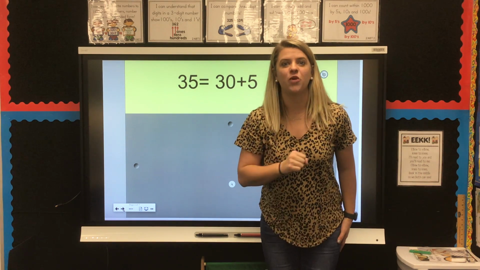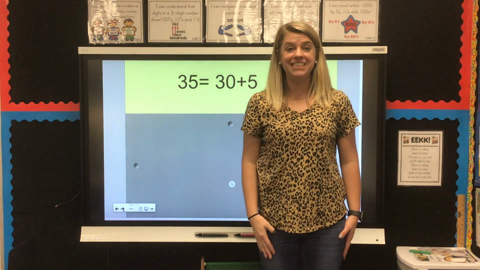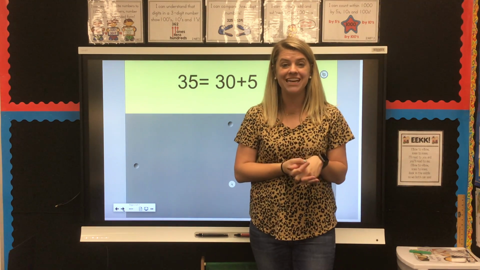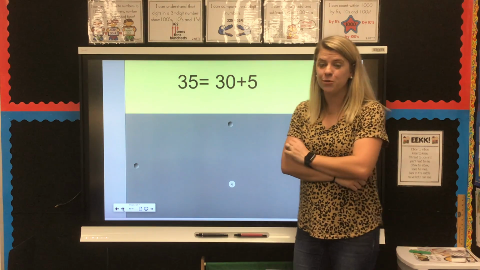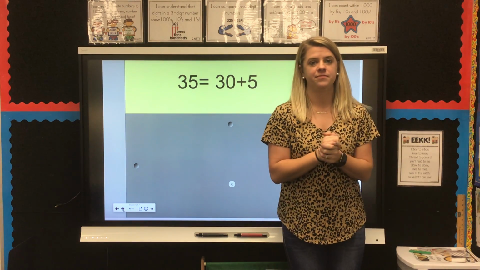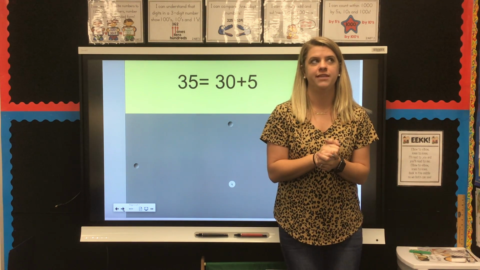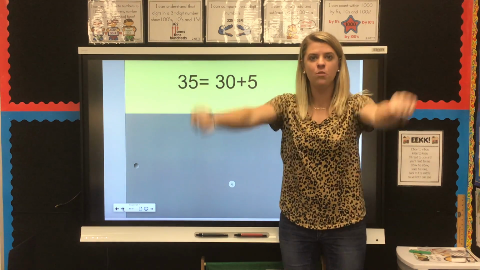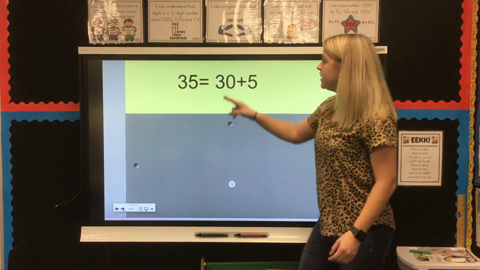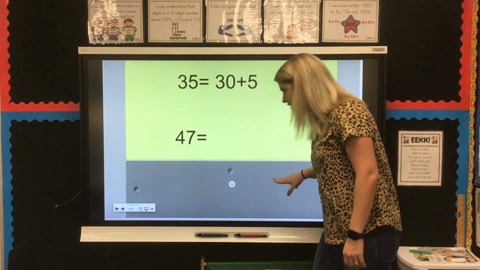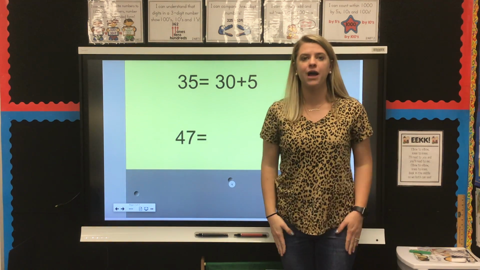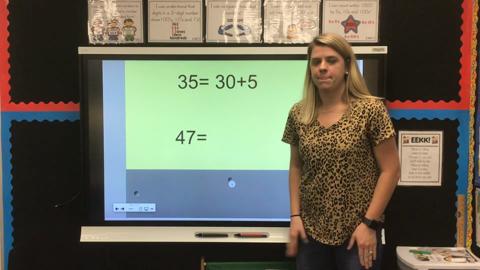Pause. Grab your whiteboard because you are going to need your whiteboard for this whole lesson. I forgot to tell you that. So grab your whiteboard and a dry erase marker and then come back. 3, 2, 1, go! Okay, so if 35 equals 30 plus 5, what does this equal? Write it on your whiteboard.